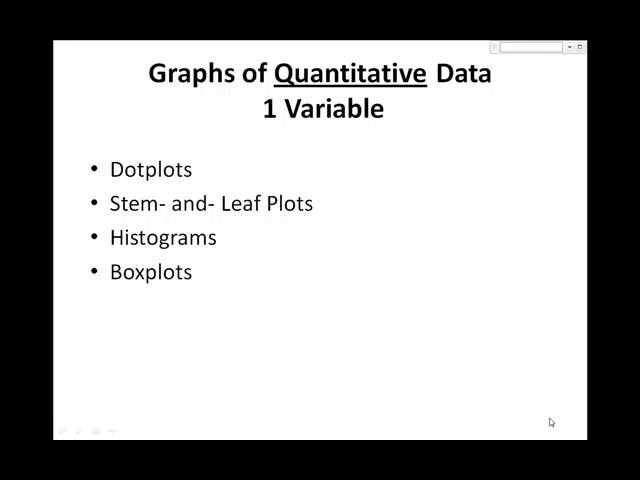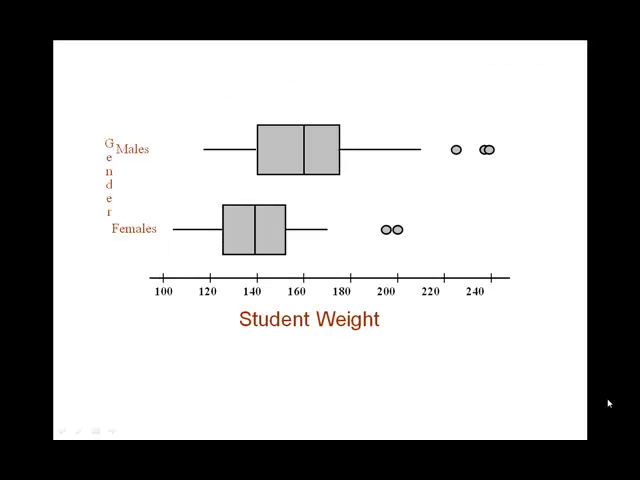When dealing with a single quantitative variable, so far we have learned how to construct dot plots, stem and leaf plots, and histograms to graphically display the distribution of our data. This video will take you through the steps of constructing a box plot to graphically display a single quantitative variable. Box plots are very useful for summarizing large data sets and for comparing graphs of a quantitative variable for different categories of the variable. For example, the distribution of student weights by gender.